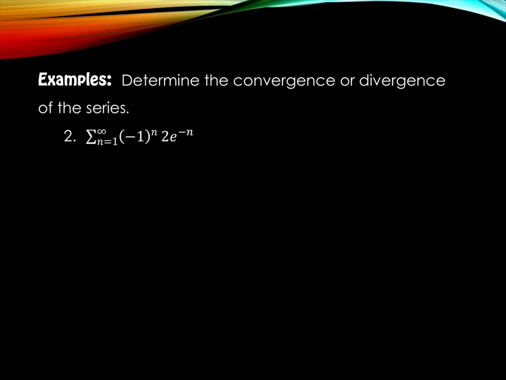So this one is the summation from n equals 1 to infinity of (-1)^n times 2e^(-n). So let's first make the sort of awareness of, does it actually meet the criteria of an alternating series? So it's got that (-1)^n. We can all see that one. But this is the part that I want you to be careful of, because it looks like there's a negative in there. Is this really a positive number?